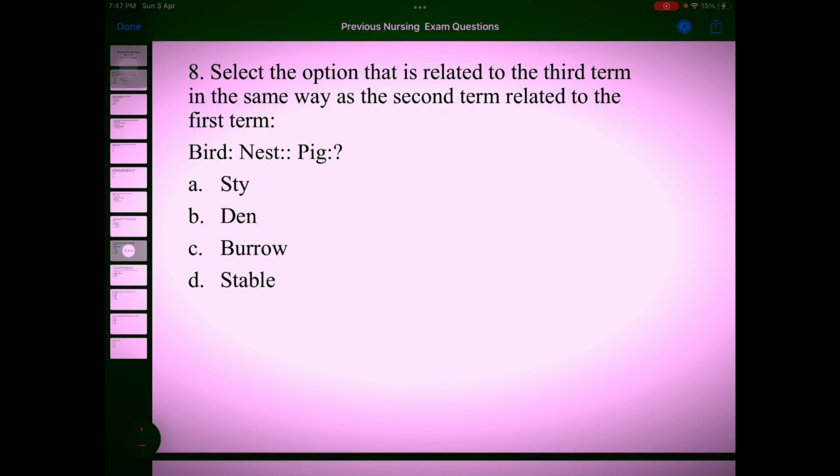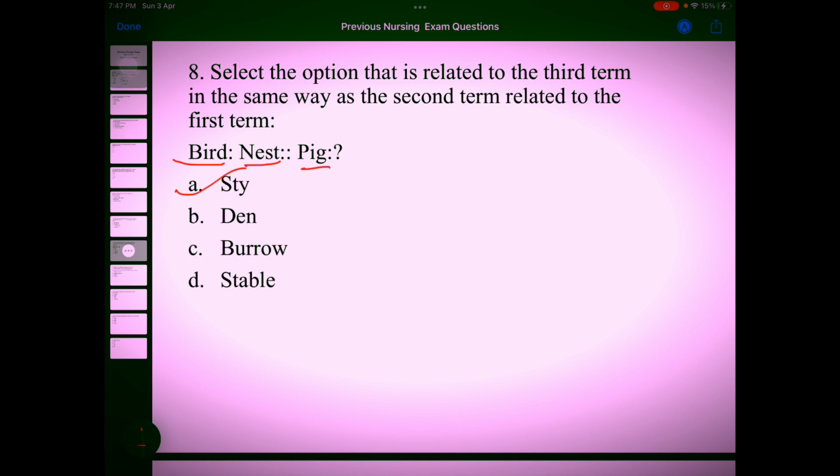Question number 8. Select the option that is related to the third term in the same way that the second term is related to the first term. So it's given bird, nest, and pig, question mark. The options given are sty, den, burrow, and stable. The correct option here is option A, that is pigsty.